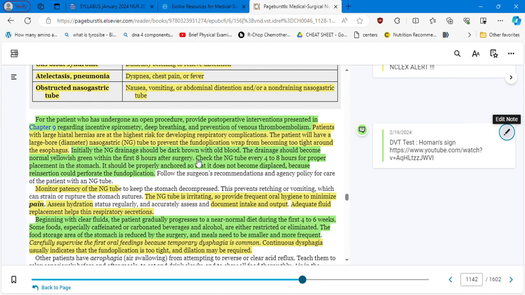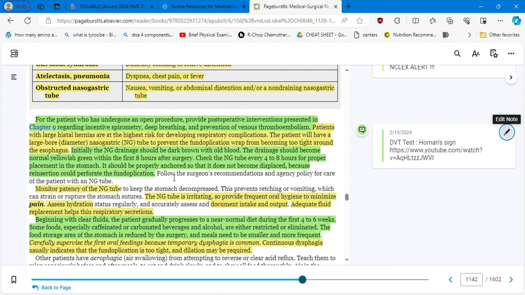And this is for me extremely important. I have not seen questions or information in my HESI or NCLEX reviews about this particular fact, but if you are doing assessment of an NG tube, you have to pay attention to the color of the drainage. Check the NG tube every 4 to 8 hours for proper placement in the stomach. Yes, this information is required, but I haven't seen the dark brown fact that becomes a yellowish green.